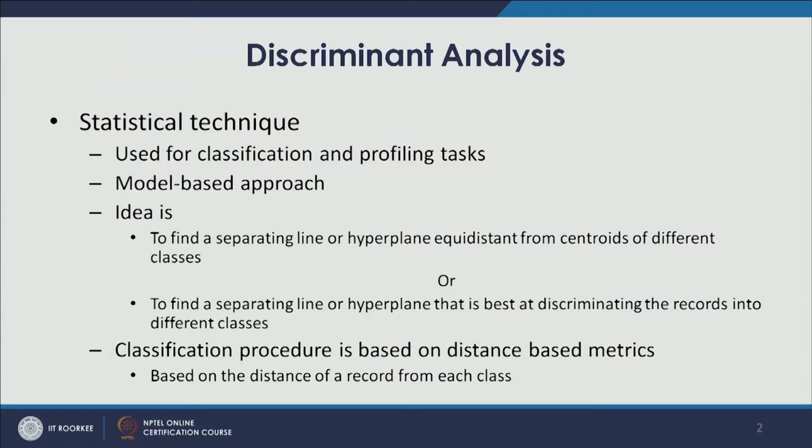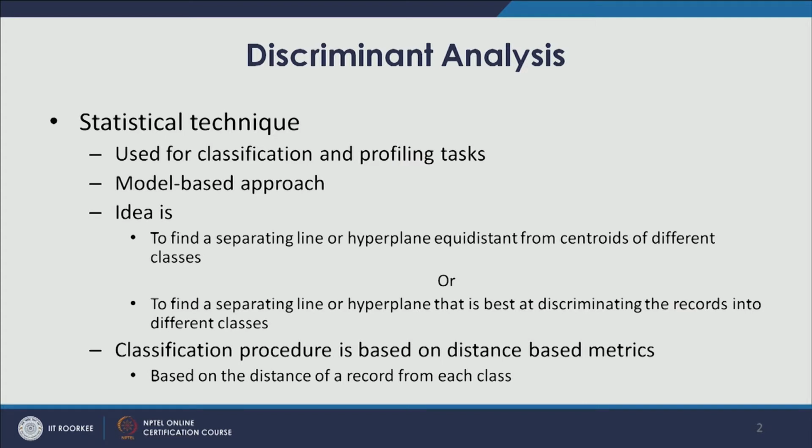If we look at the main idea behind discriminant analysis, you can see two points. Two approaches have been used to conceptualize the idea of discriminant analysis. First one is to find a separating line or hyperplane equidistant from centroids of different classes. By this you can also understand the main application, mainly discriminant analysis is used for classification task. So let's read it again: to find a separating line or hyperplane equidistant from centroids of different classes.